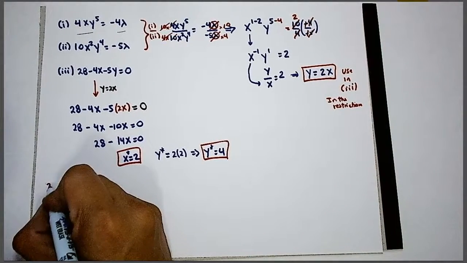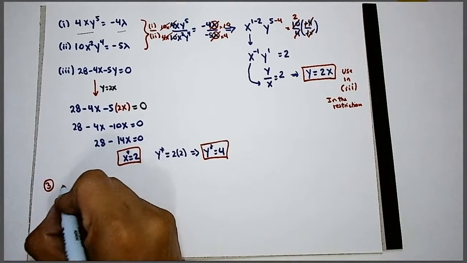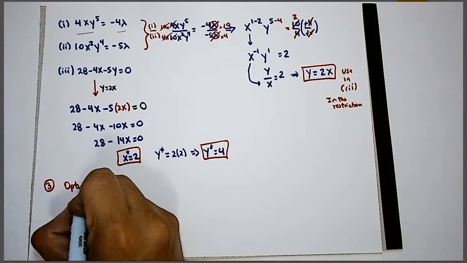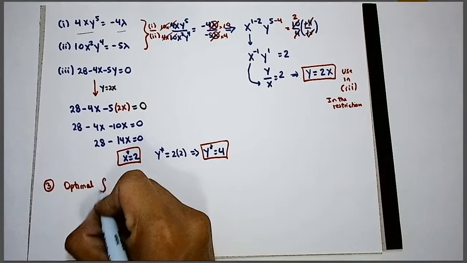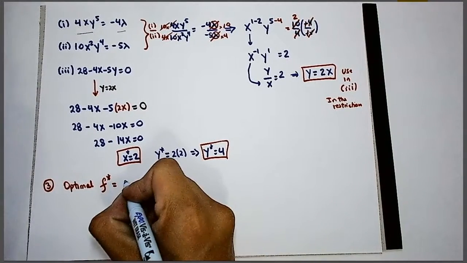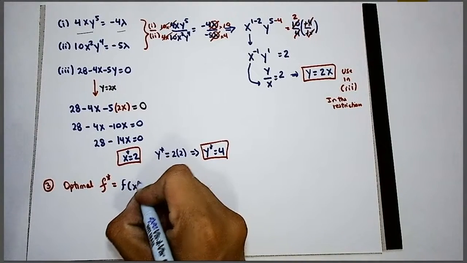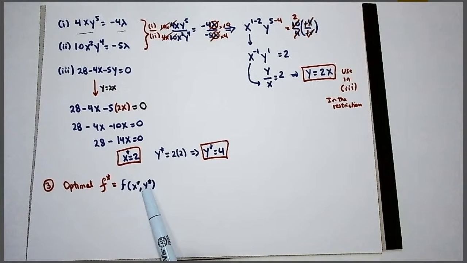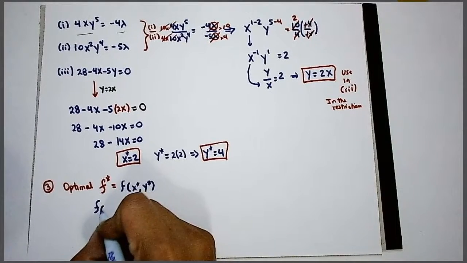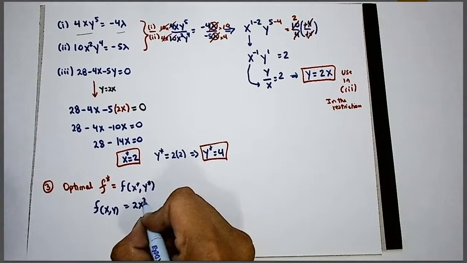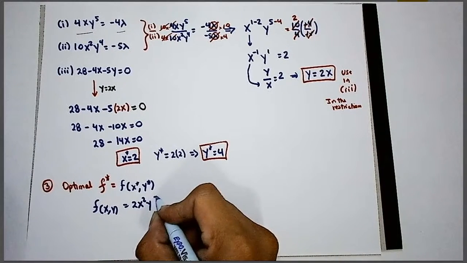And finally, the question is, what is the optimal value for the function? And this is simply the function in which we insert the optimal values for x and y. So the function was 2x squared y to the fifth.